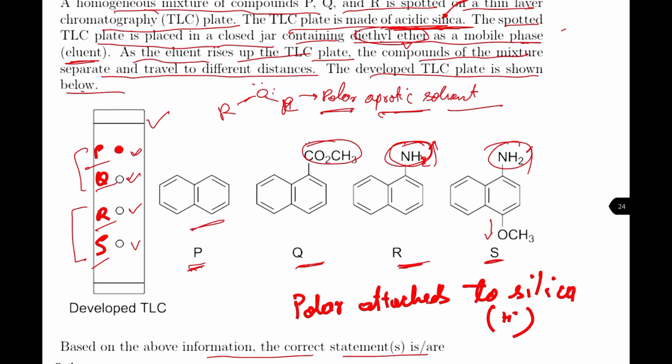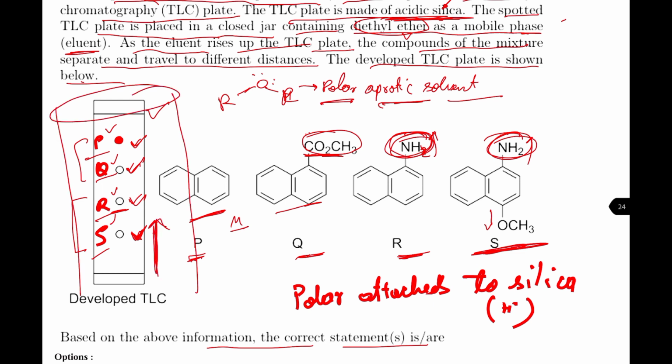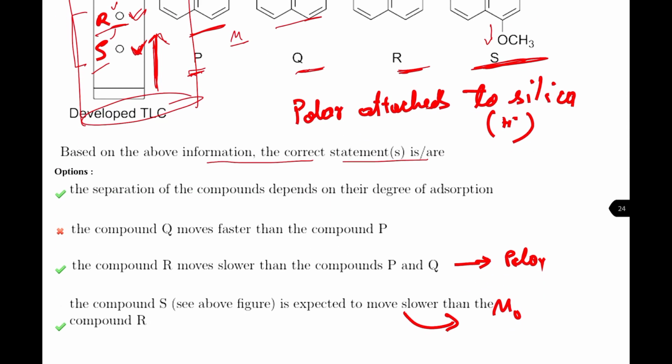Why? Because P is lighter than Q if you see the molar mass, and this functional group is an ester, so it is not so acidic. Therefore P will go fastest to the top, then Q. R and S both have an amine group, but again based on molecular formula S is heavier, so S will be below R. So the order will be P, Q, R, S, and the eluent rises from top to bottom in the TLC jar, if you make a jar like this, right?